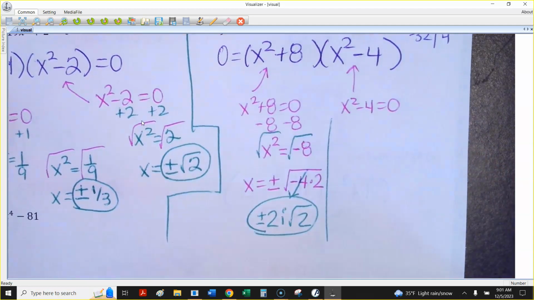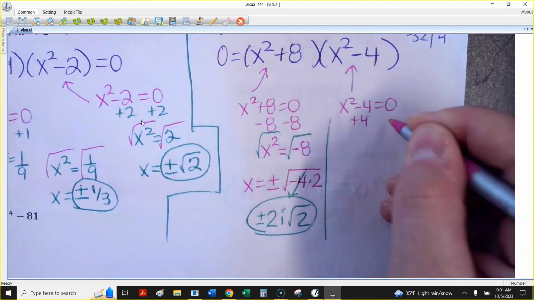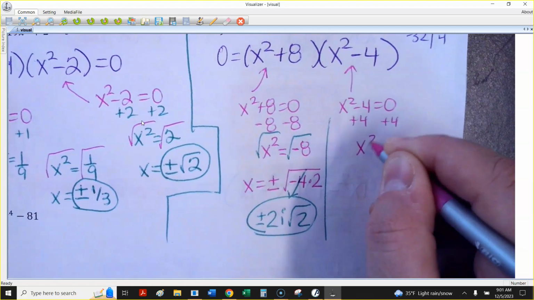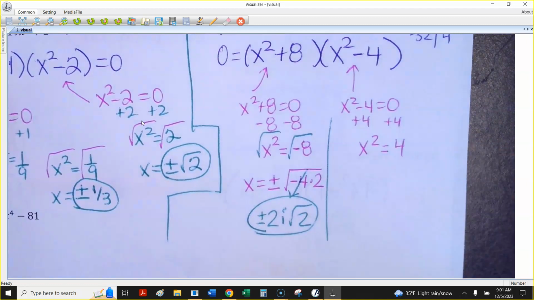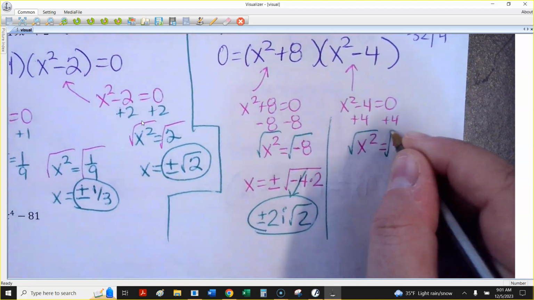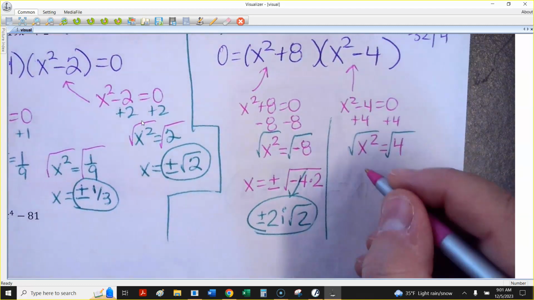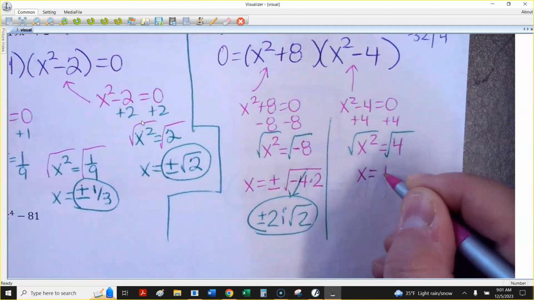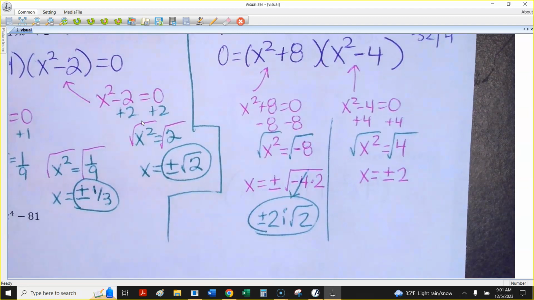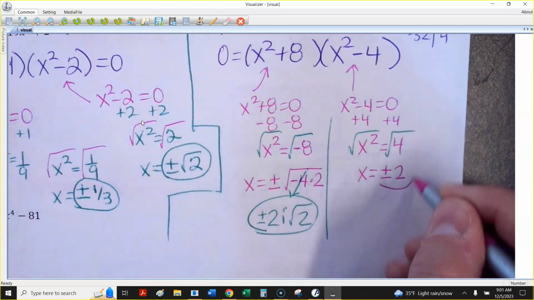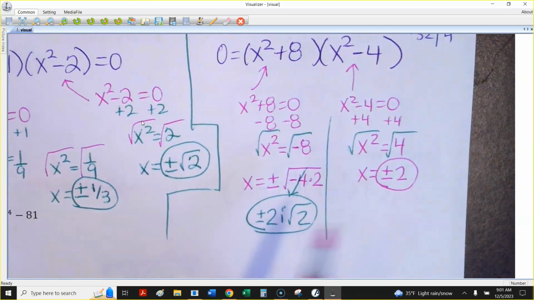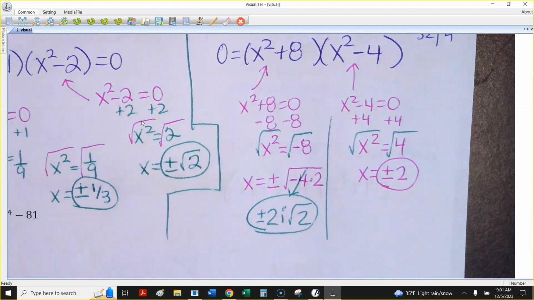The other one, super easy, I'm going to add 4. So I'm dealing with a positive number. x squared equals 4. Square root. And automatically when I introduce that square root, I get two answers. This is plus or minus 2. So positive or negative 2. And then I've got four answers. Two here, two here. x to the 4th was our highest power for that question.